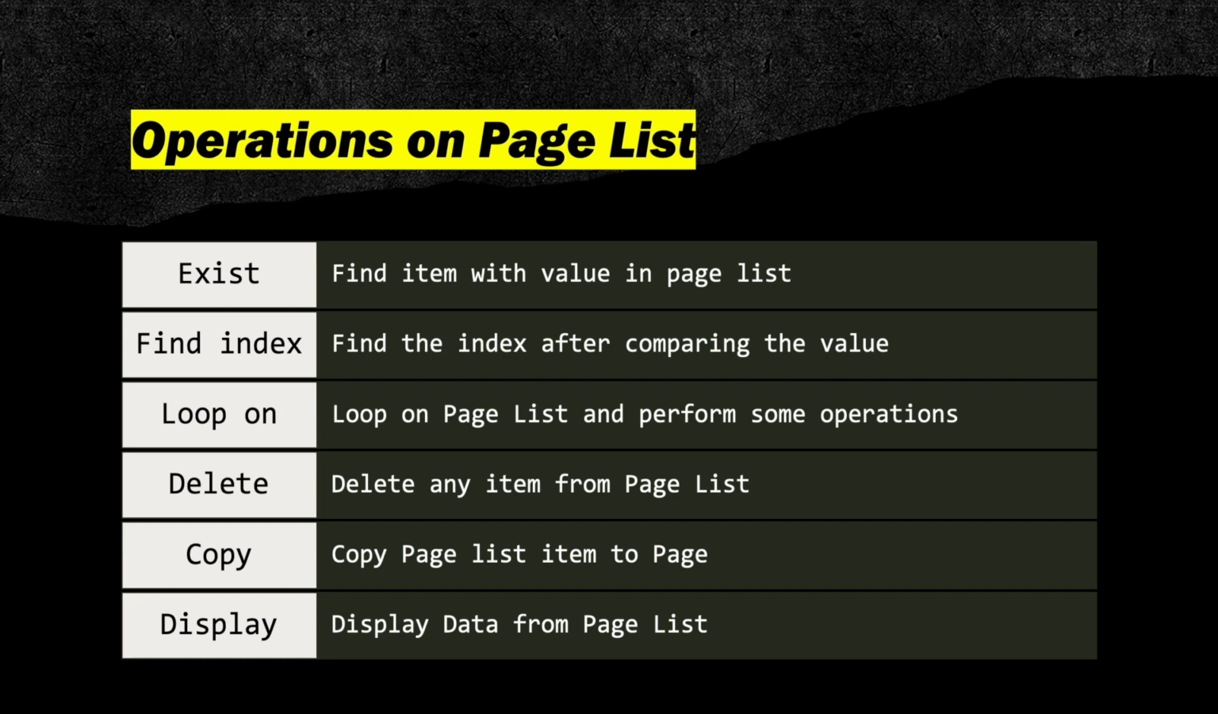Finally, I got a few comments on my YouTube channel asking how we can copy a page list item to a page. Let's say you have an employee list and you want to copy your friend's employee details to one of the employee pages. How can we do that? We'll see that also. The next is how we can display the data from this page list. We can use a table or repeating grid or something, so that also we'll see. So this is what we are going to learn.